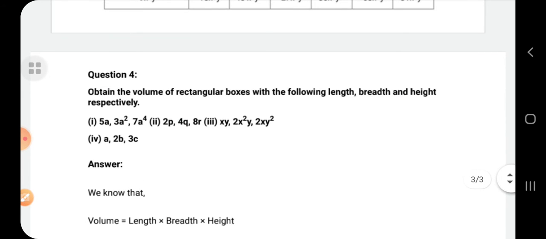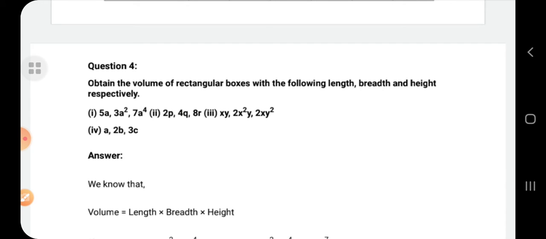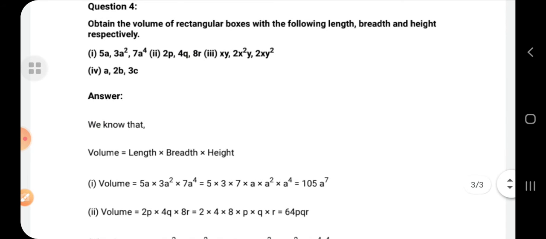Obtain the volume of rectangular boxes with the following length, breadth and height. For any rectangular box, the volume is given by length into breadth into height. So three values are given here. In the first question, 5a, 3a square, 7a to the power 4. We will multiply them to get the volume of the rectangular box, that is 5a into 3a square into 7a to the power 4. So the volume will come as 105a to the power 7.